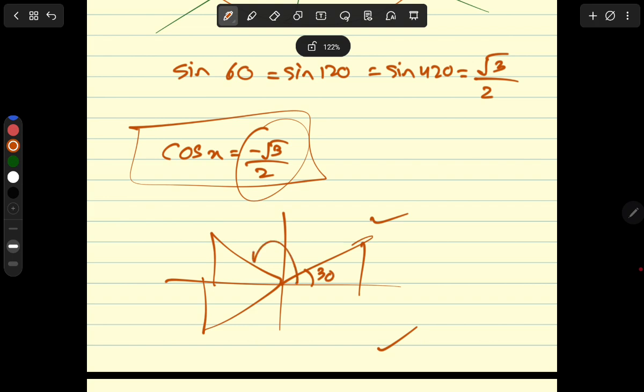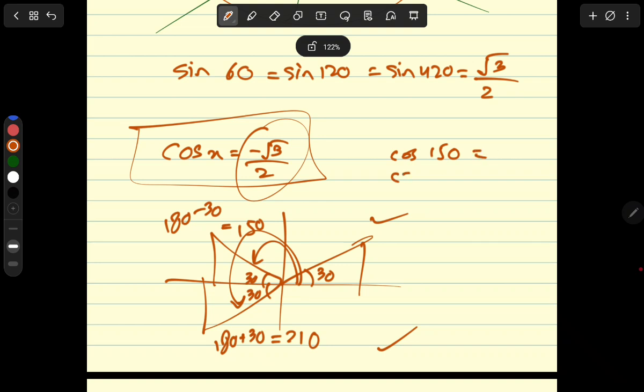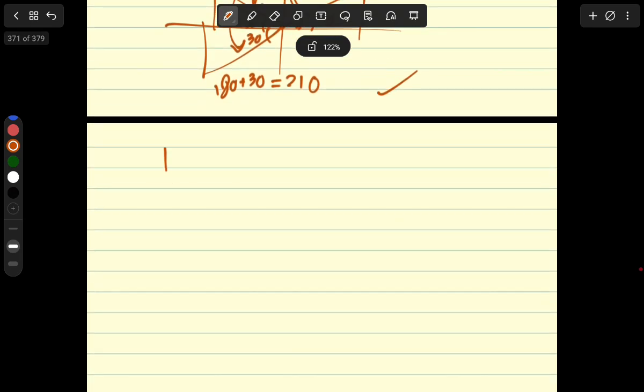In the second quadrant, this is going to be 150 because 180 minus 30. And in the third quadrant, this is going to be 180 plus 30, right? Because these angles are 30 degrees each. So this is 210. Now put it in your calculator. Cosine of 150 will be equal to cosine of 210 will be equal to negative root 3 over 2. That's it. Now, if I give you tan of x is equal to 1.